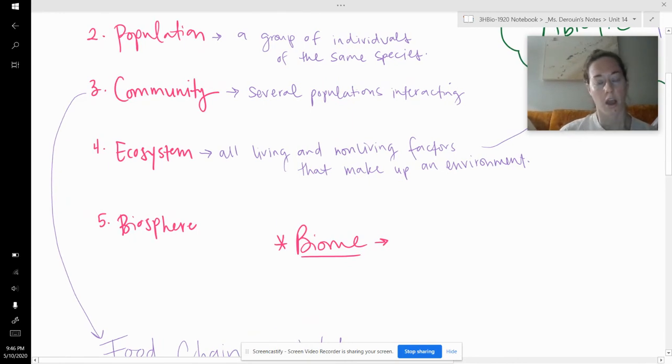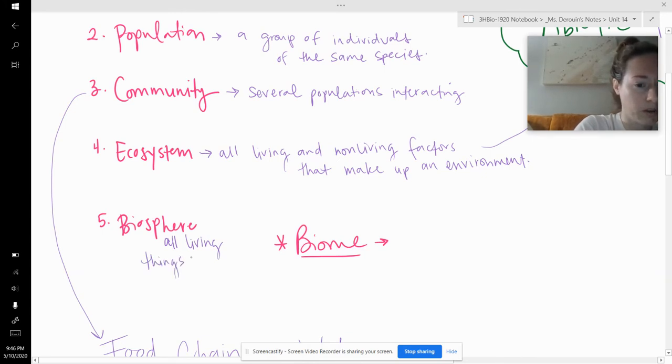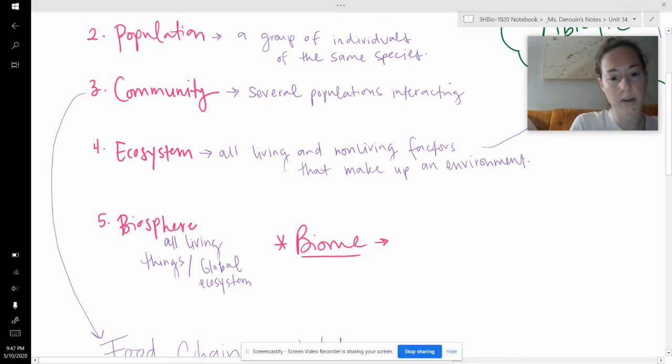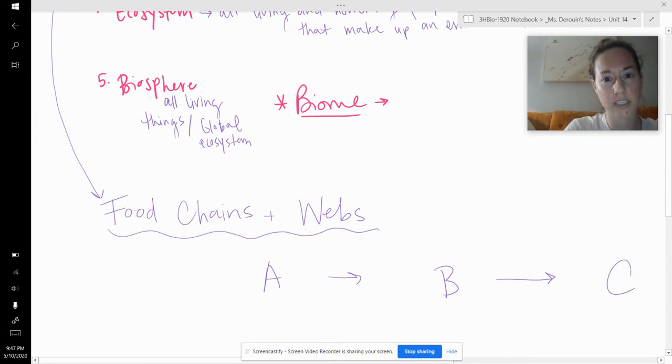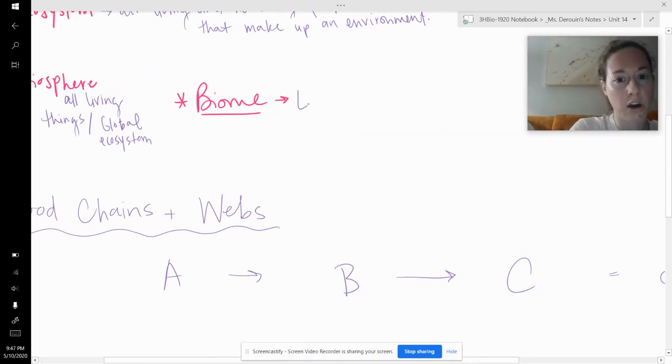All right, so all the ecosystems together on Earth make up the biosphere. This is all living things, the global ecosystem. And then I did just want to mention biomes, which I'm sure you've learned about before. They are large ecosystems that share similar climates.